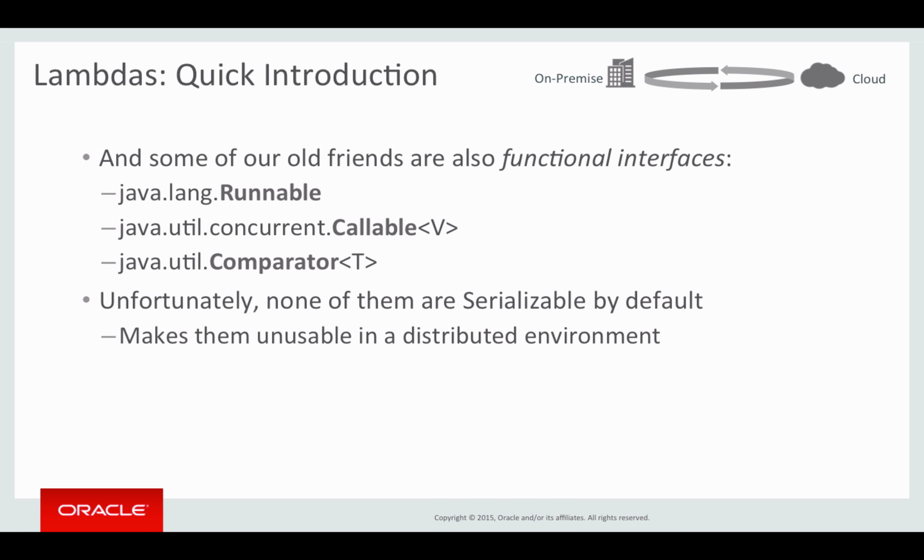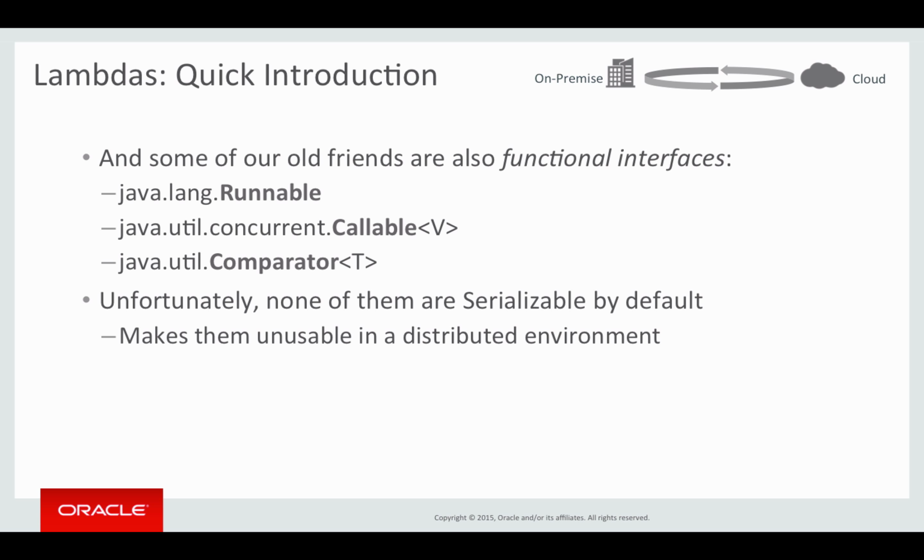And we also have some interfaces that we are familiar with already, such as Runnable, Callable, and Comparator. They are also functional interfaces. They have a single abstract method. Unfortunately, none of these interfaces are serializable by default, which effectively makes them unusable in a distributed environment and is one of the challenges that we had to overcome to make them usable with Coherence.